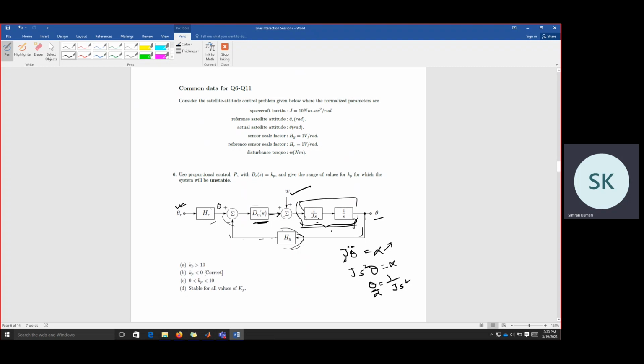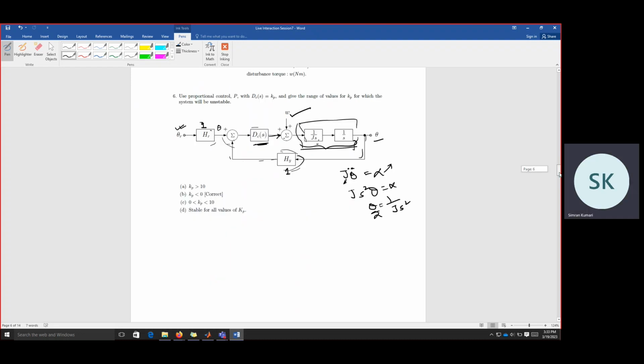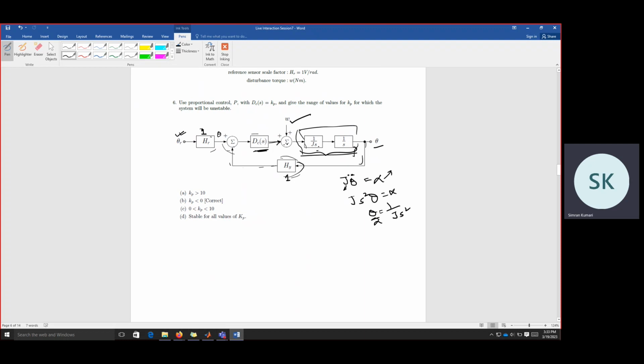Now let us see what values are used. First of all, J is equal to 10 Newton meter second square per radian. And then Hy is 1. So now this converts to unity feedback, and Hr is also 1, so the feed forward path also has gain 1. So if DCS is equal to Kp, this is a proportional controller. So what is it asking? The range of Kp for which the system will be unstable.